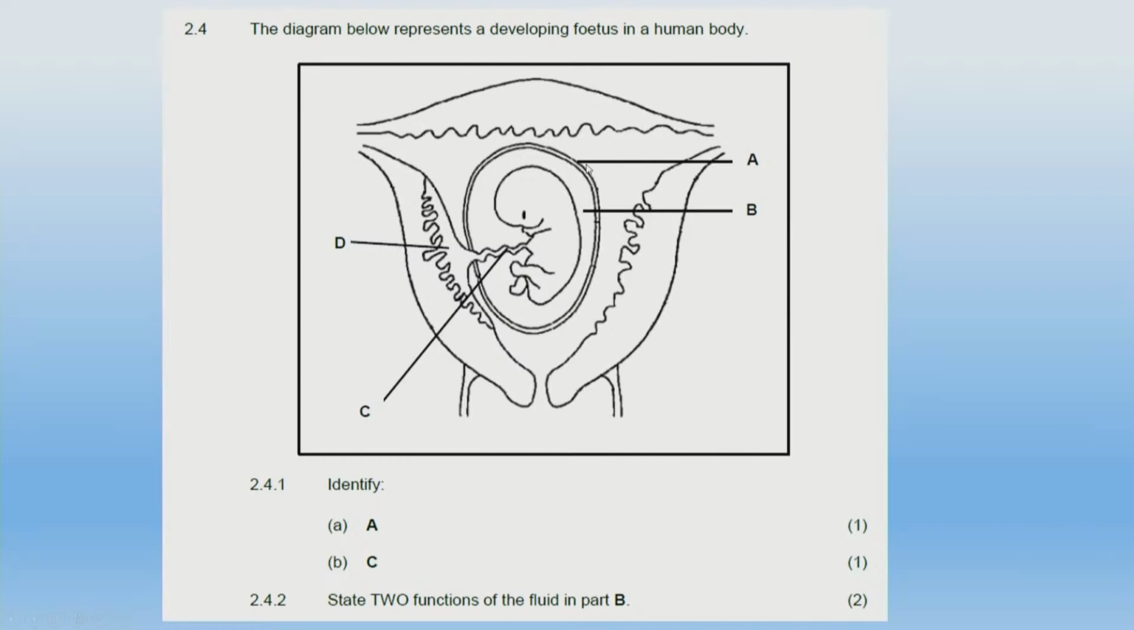So let us look at number A, the outer membrane. It is the chorion, or if you say the amnion, you'll still get marks. And then number C, where is C? C represents the umbilical cord. And then 2.4.2, state two functions of the fluid in part number B. So here is part number B. Okay, the name of the fluid inside here, I'm sure you still remember, is the amniotic fluid.